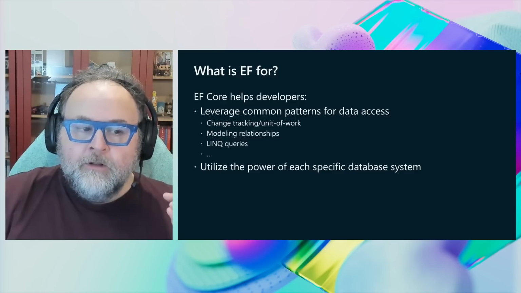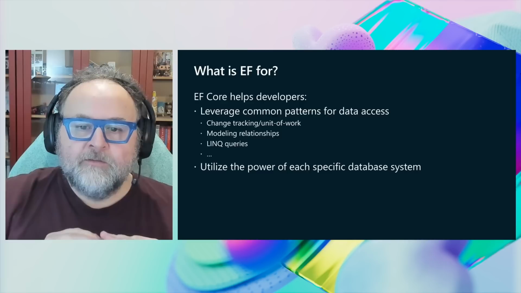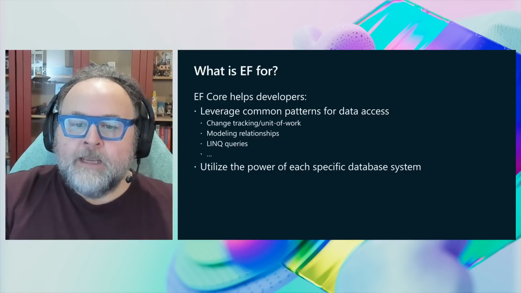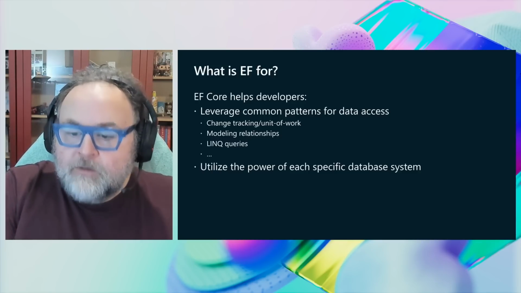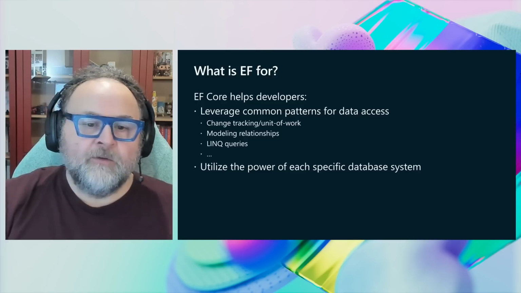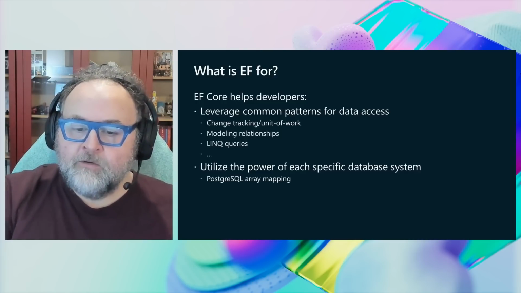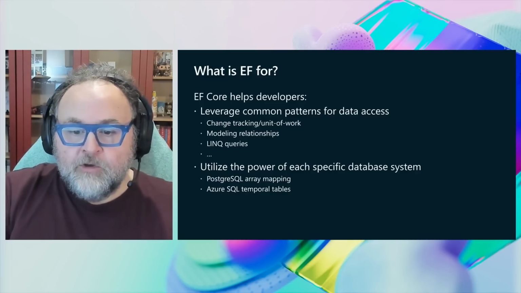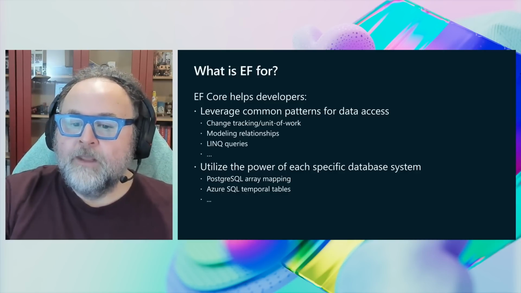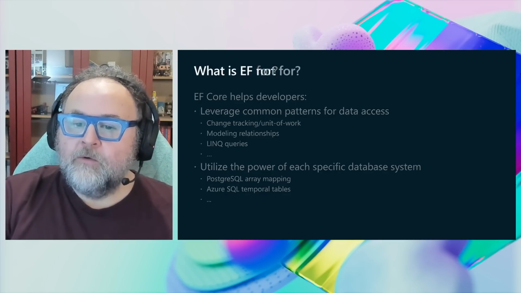But more importantly, EF's goal is to utilize the power of each specific database system. So where a database system is good at doing something, then EF Core should allow you, in fact even promote you, to use that as a best practice within that database. So for example, Postgres has array mapping by default. So when you're using EF with Postgres, it should do array mapping. Azure SQL has temporal table support. So if you're doing version tables, you want to be able to do that really nicely in EF Core, and so on. And the list goes on. There's very interesting ones around document databases that we're going to cover later on.